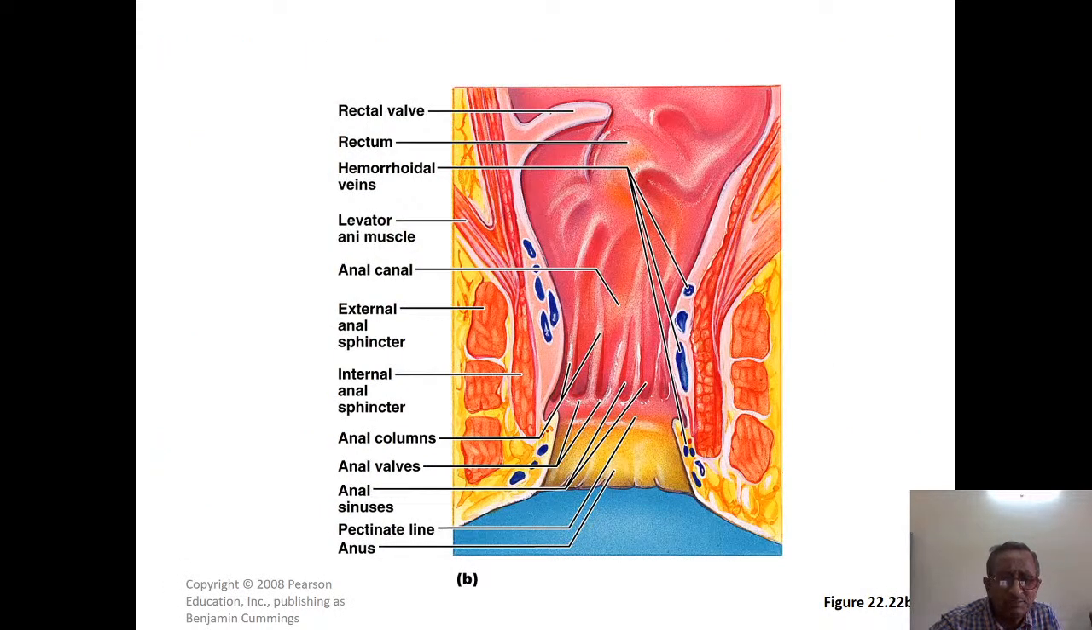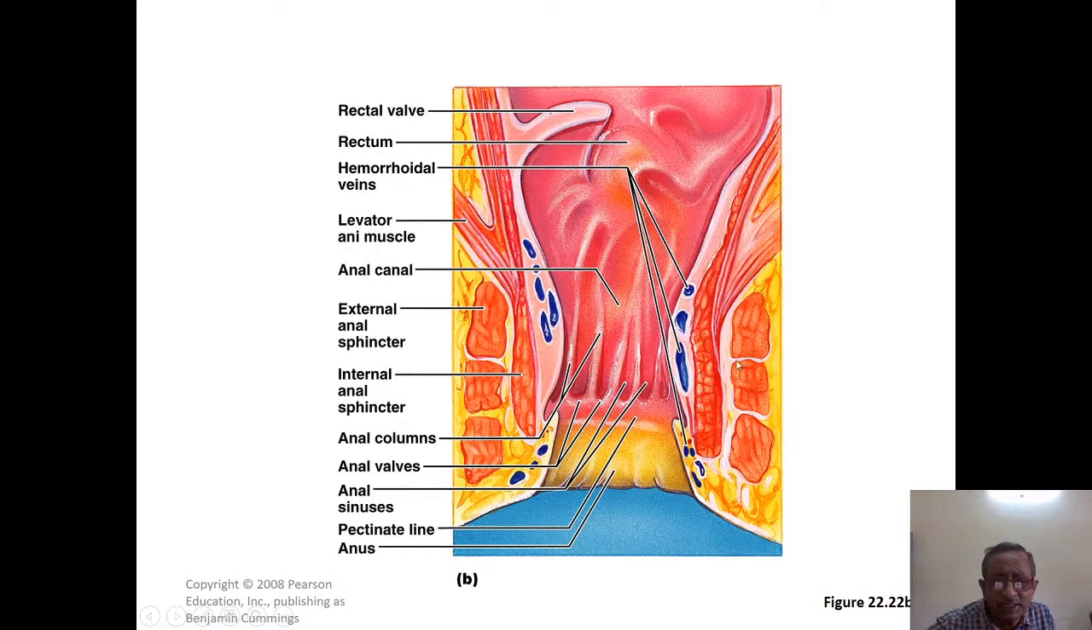So here we are showing the internal anal sphincter and the external anal sphincter. We are showing the subcutaneous part, the superficial part and the deep part, three parts of the external anal sphincter, whereas the internal anal sphincter is a single one. Surrounding this is the anal canal.